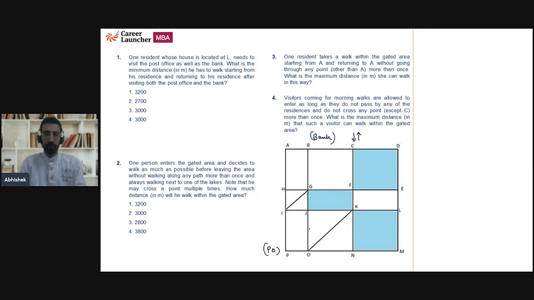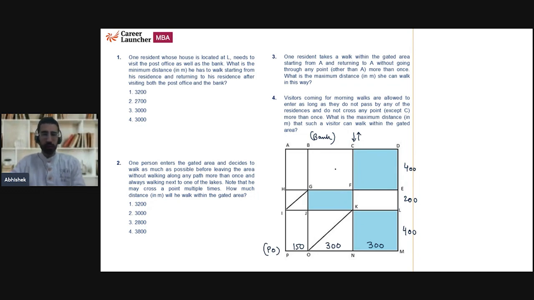The lengths were: PO was 150. ON was 300. NM was 300 as well. LM was 400. EL was 200. And DE was 400. Of course, I can write things on the other side as well, but I think we'll end up cramping this, so I'm going to avoid that. It's a rectangle. I don't think it's very challenging.